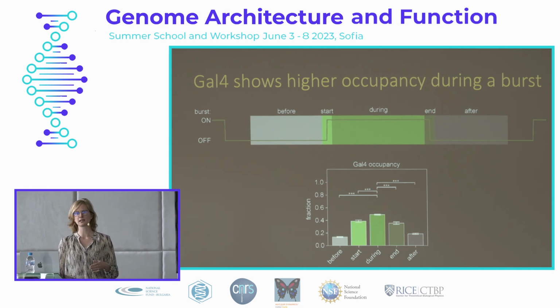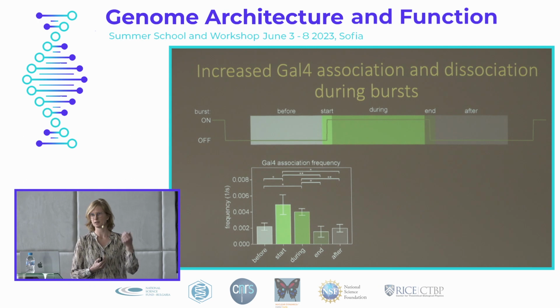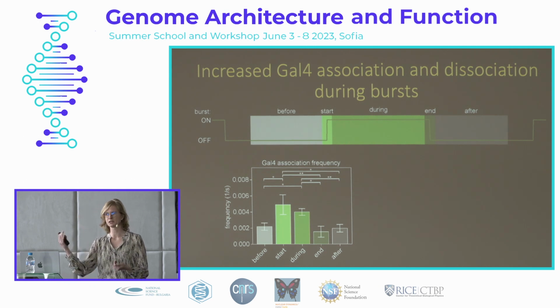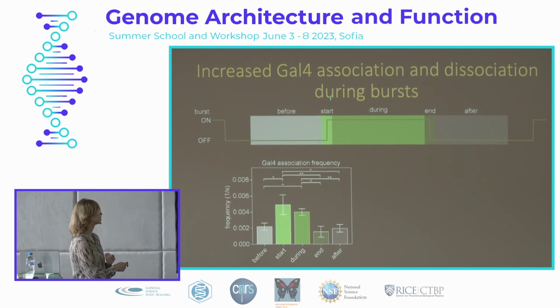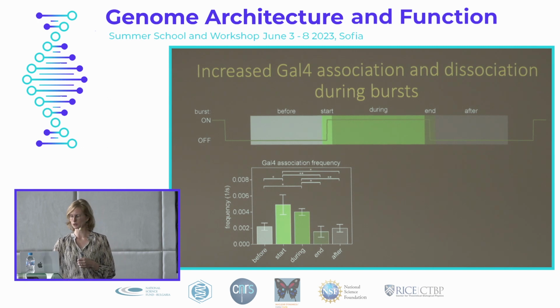When we now look at when GAL4 actually associates in these 5 time periods, and we look at the association frequency, we see that the highest frequency is at the start of the burst. And this is also what you expect, because if GAL4 associates, you see an increase in transcription. So we see an enrichment of association here. But what's very interesting is that we also find a very high association frequency during bursts, suggesting that even when transcription is already on, we often see GAL4 arriving on the locus.